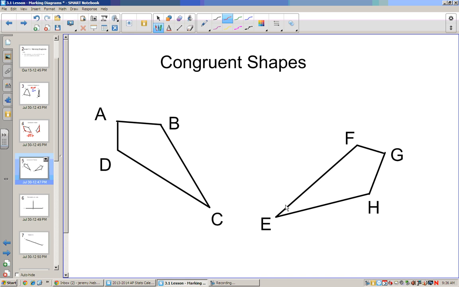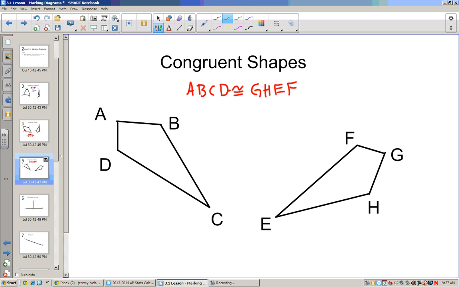Now, congruent shapes. If these two shapes are congruent, we can say that everything is congruent in these shapes. And how we will label that is we will say ABCD is congruent to... Now we have to match what matches A in this one. Looks like G matches A. B is the longer one going down, so that would go from G to H. E would match up with C, and D will match up with F.